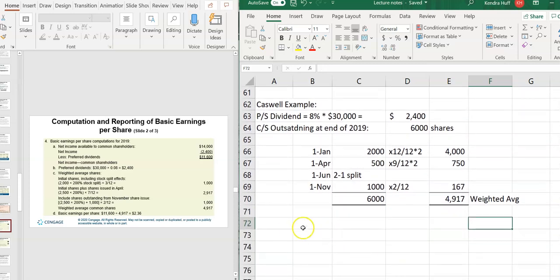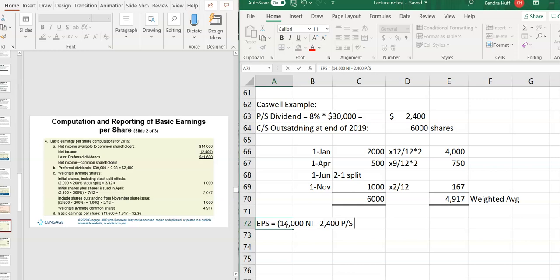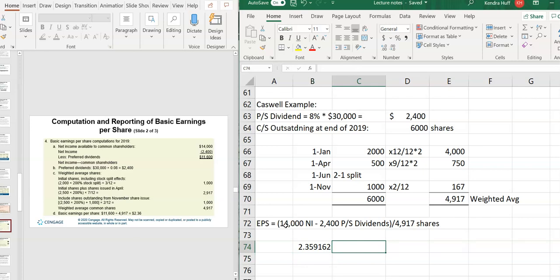All right, so now to do my earnings per share. I'm going to have my $14,000 net income, minus the $2,400 in preferred stock dividends, divided by the 4,917 shares. And that's a per share number. Dollar per share number.